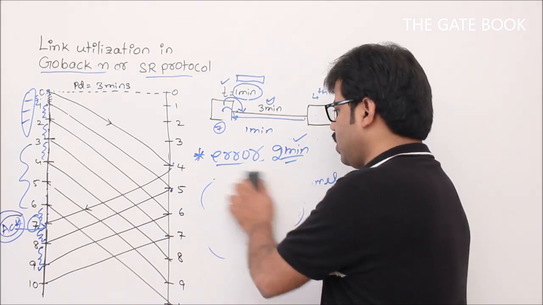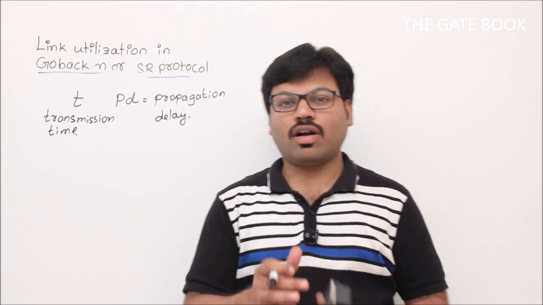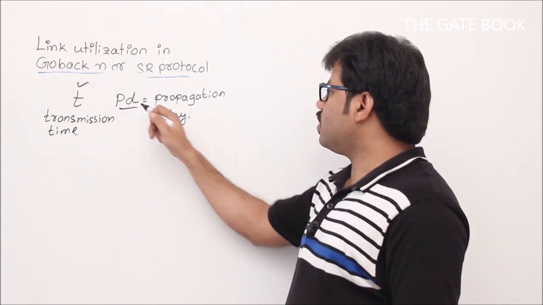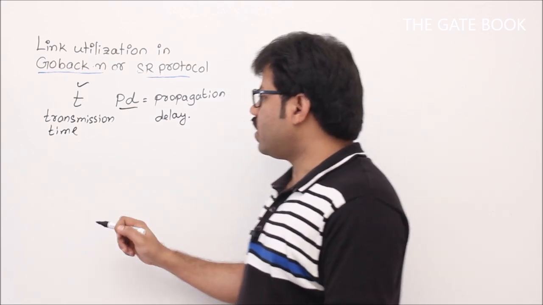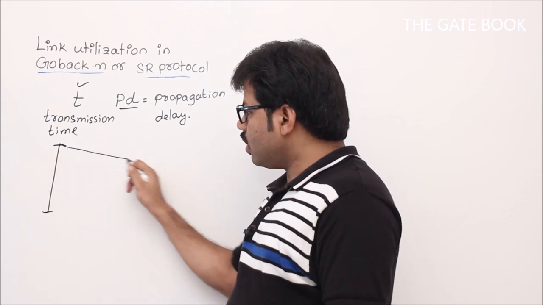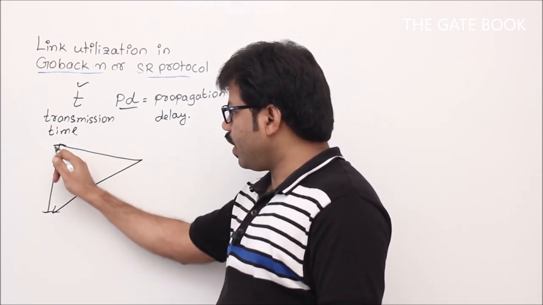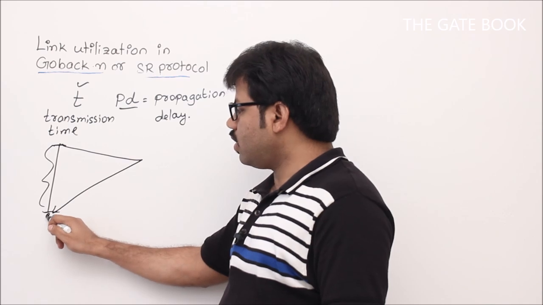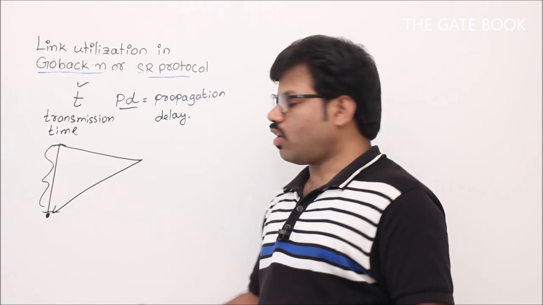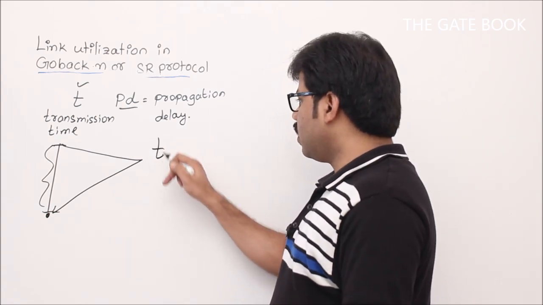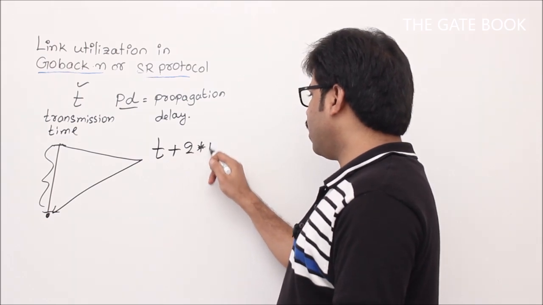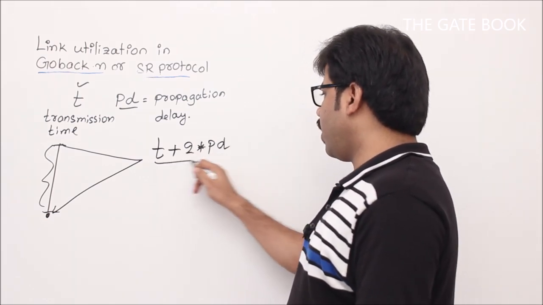So let's generalize it. Let's try to understand how to compute the W value. Assume that T is the transmission time, and PD is nothing but the propagation delay. Now the question is like this. We should have enough frames until this acknowledgement comes, right? You should be able to send the frames until this acknowledgement comes. So when is the first acknowledgement going to come? So many times we have seen, that is first frame transmission time T plus 2 into propagation delay, right? So this much time it will require.